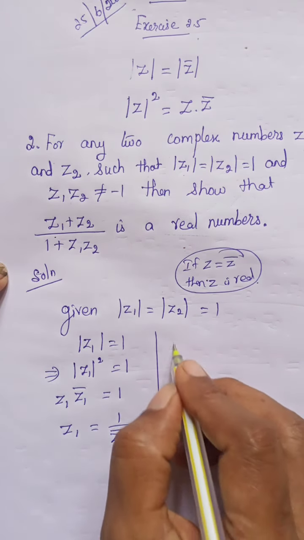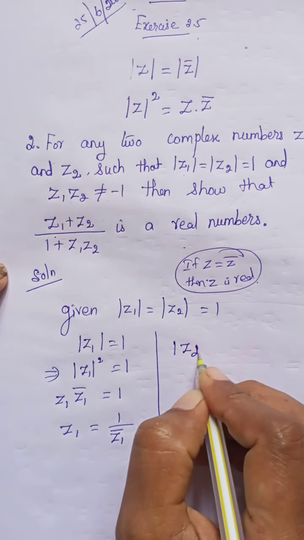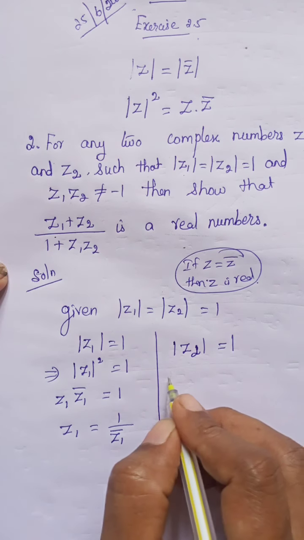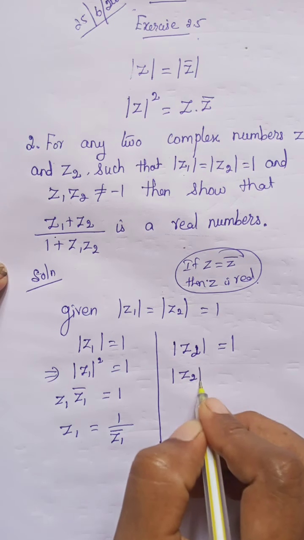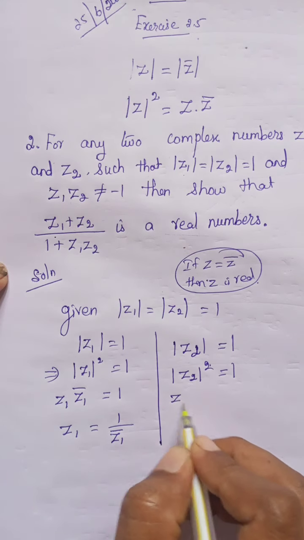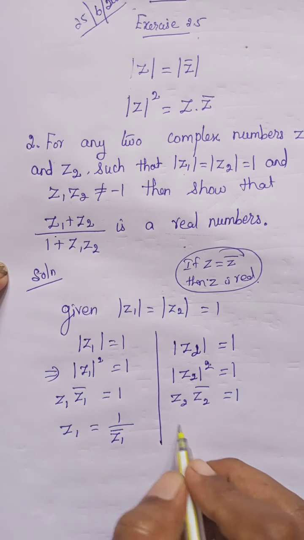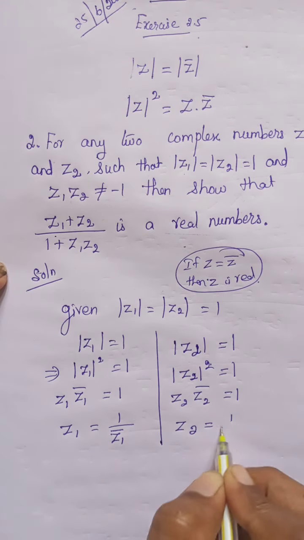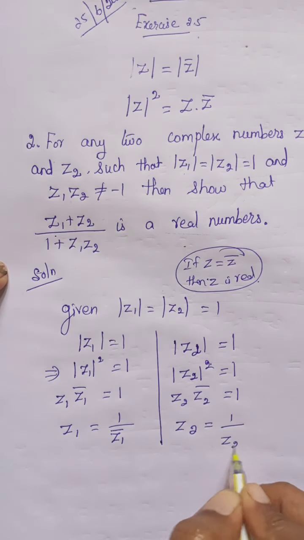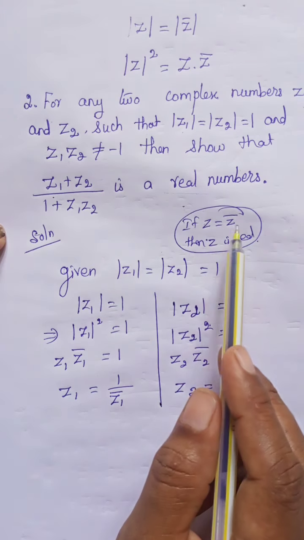Similarly, I am going to take the next one, that is modulus z2 is equal to 1. When we square, modulus z2 the whole square equal to 1. Now, it can be written as z2 into z2 bar is equal to 1. That is z2 is equal to 1 by z2 bar. Is that clear? Now we have to prove z equal to z bar.